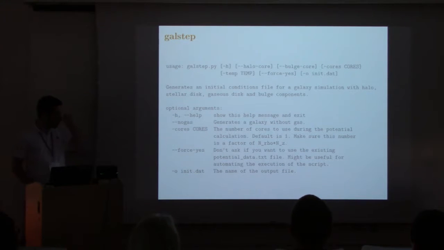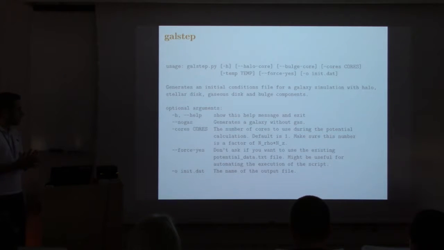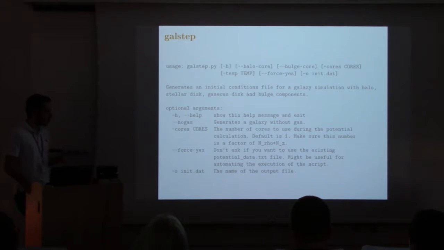These are the flags the code has. You can generate a galaxy without gas if you're interested only in stellar dynamics, for example. It uses multiprocessing for calculating the potential, because the distribution function for the velocities depends on integrals which have a potential somewhere. So you have to calculate it on a grid to estimate these integrals. And well, this is the most important thing to mention.